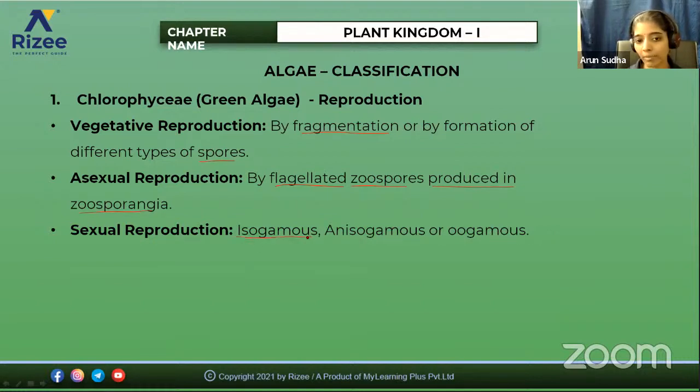In sexual reproduction, there occurs a fusion of two gametes. If the gametes are similar in size, it is isogamous. In anisogamous, there will be morphologically distinct gametes, one large and the other small. In the case of oogamous, the female gamete will be static and the male gamete will be motile. That condition is called oogamous. So in green algae it may happen either by isogamous, anisogamous, or oogamous.